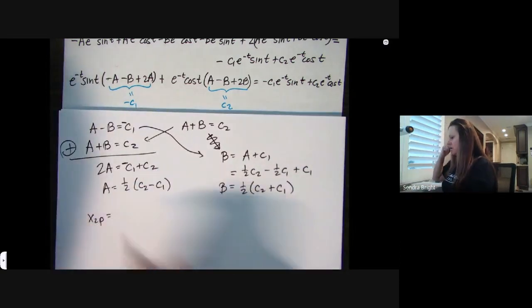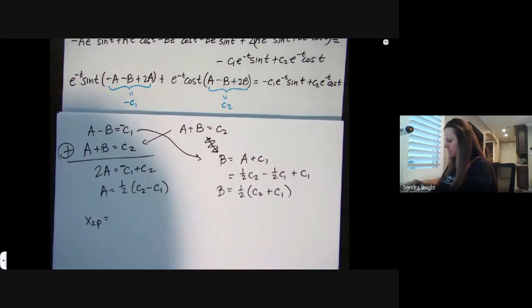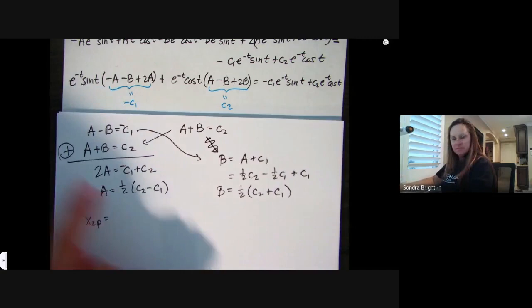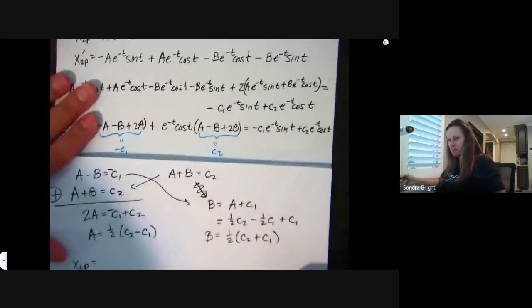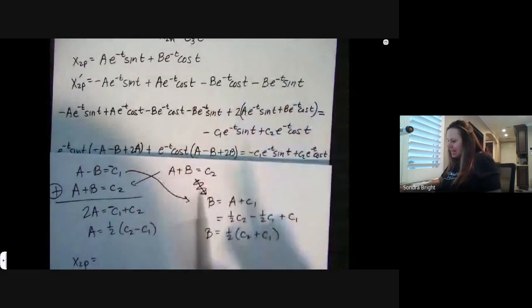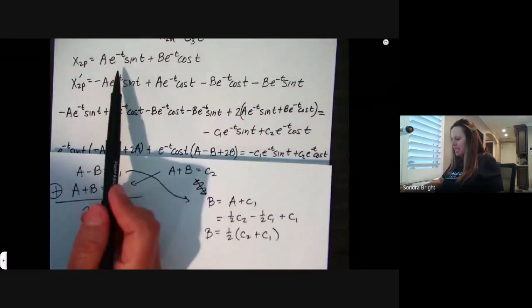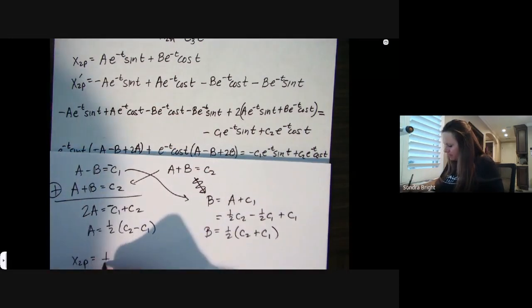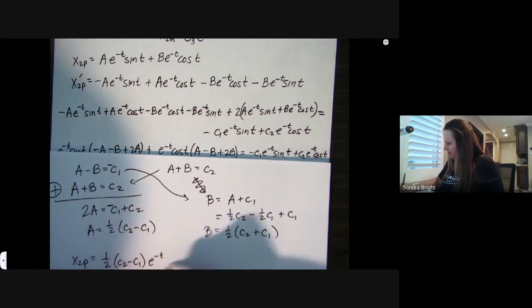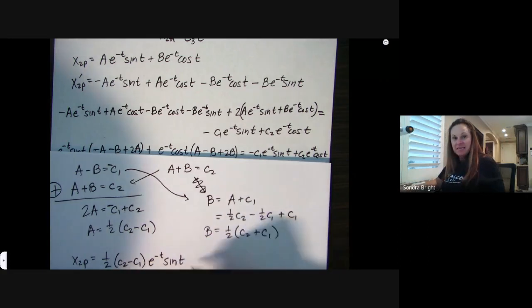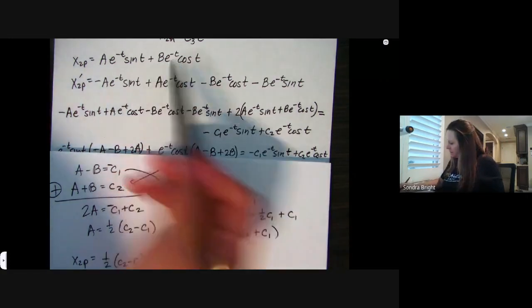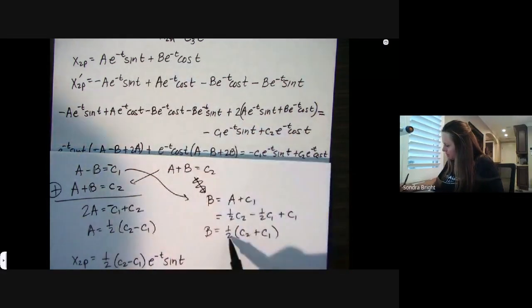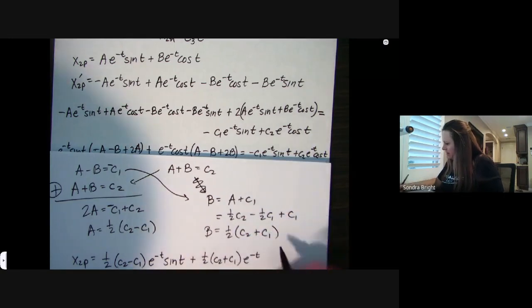All right, so we got your particular solution for x2. Can I get it on the same screen? Slide it down. Okay, here we go. You got a times e to the negative t sine of t. Well, we just found a was this. So I've got 1/2 c2 minus c1 e to the negative t sine of t plus b times e to the negative t cosine of t. But your b is this guy. So plus 1/2 c2 plus c1 e to the negative t cosine of t.